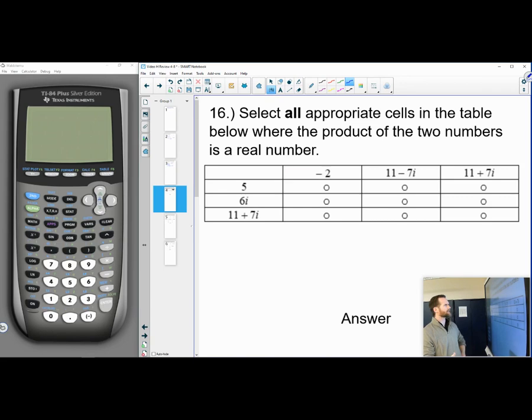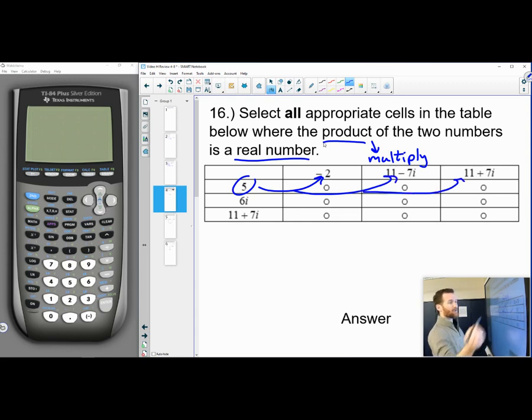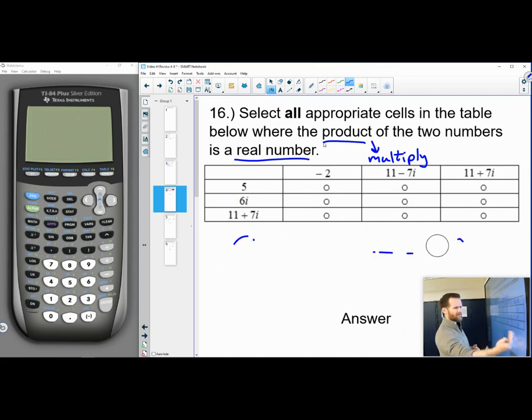Select all appropriate cells in the table below where the product, that's an important word, product of the two numbers is a real number. Okay, so we're looking for real numbers here, and we're looking for where the product of two numbers becomes a real number. So product means multiply. First thing I guess we could do is start with the 5 and check it against every single one, see what gives a real number, and then go do the next one and the next one. That might not be the fastest way to do it, but it'll work.